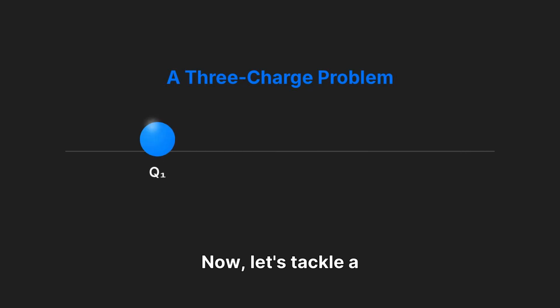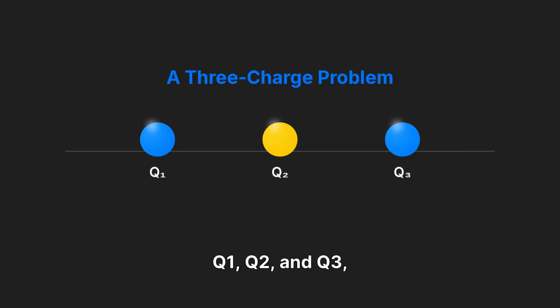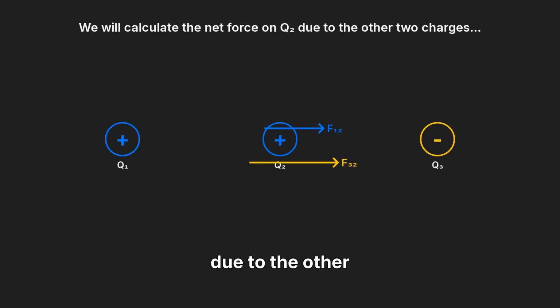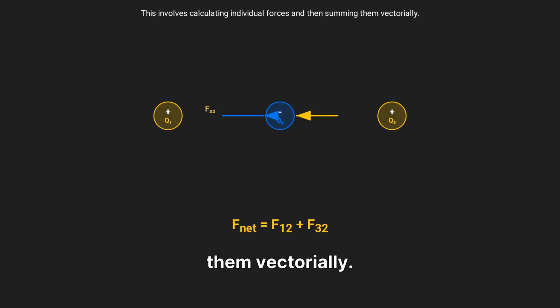Now, let's tackle a three-charge problem. Three charges, q1, q2, and q3, arranged in a straight line. We will calculate the net force on q2 due to the other two charges, considering both attractive and repulsive forces. This involves calculating individual forces and then summing them vectorially.